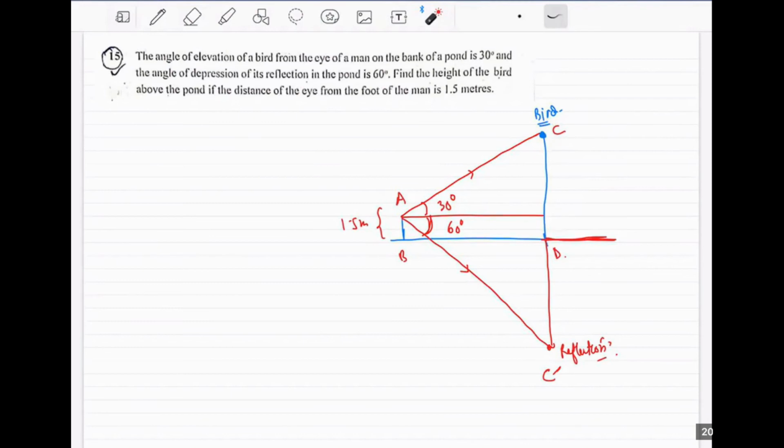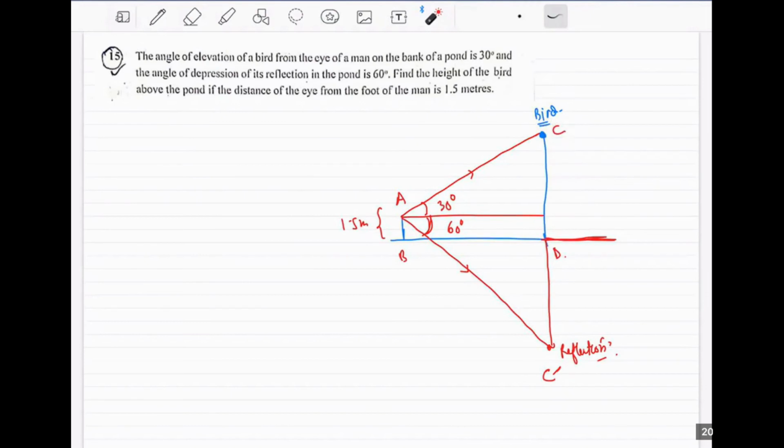So the distance between the object, this is the object, let's say this is the mirror instead of the pond. This is the object. The distance between the object and the mirror will be the same as the distance between the image and the mirror. So CD should be equal to C prime D.